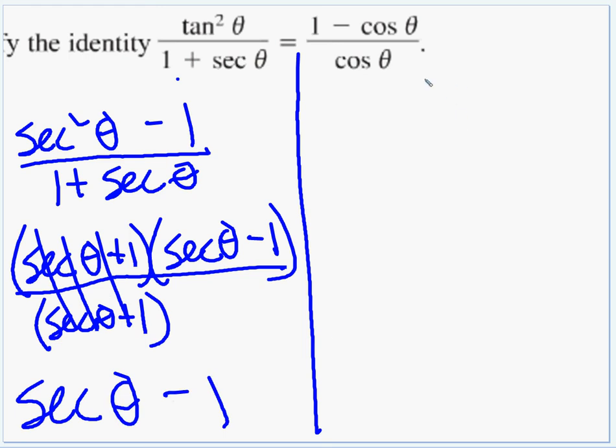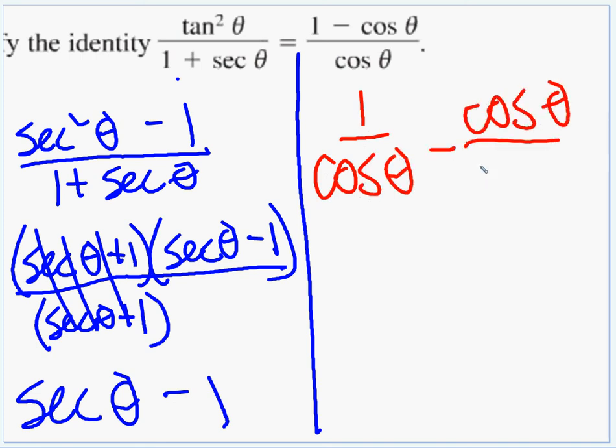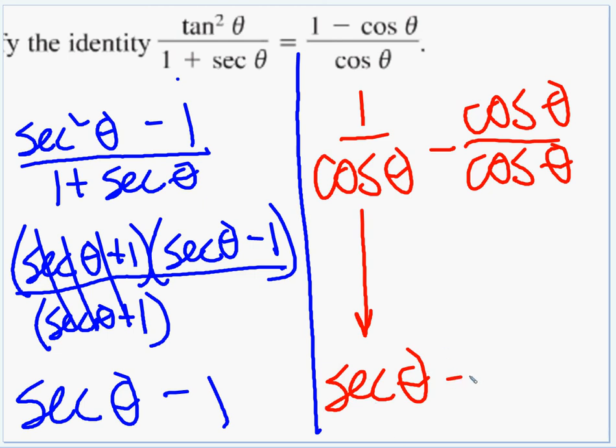Time to hop over to the right side. Single term denominator. Numerator 1 over cos theta minus numerator cos theta over cos theta. Okay, 1 over cos, that is secant, minus cos over cos is 1. They are the same.